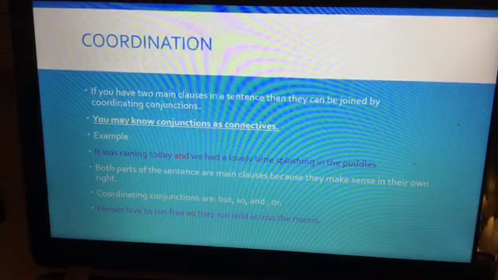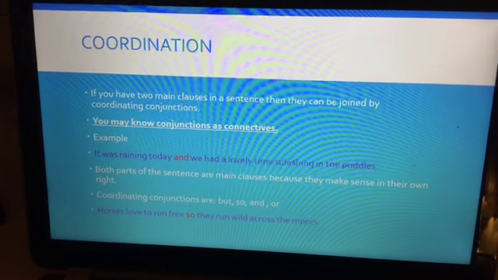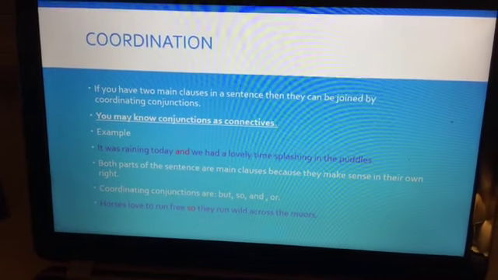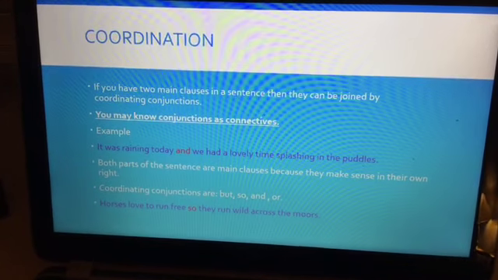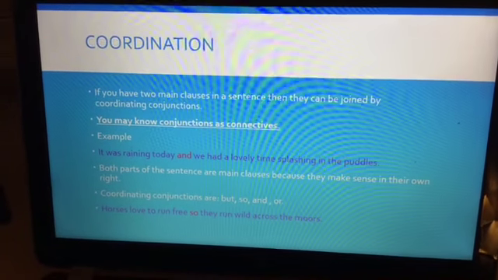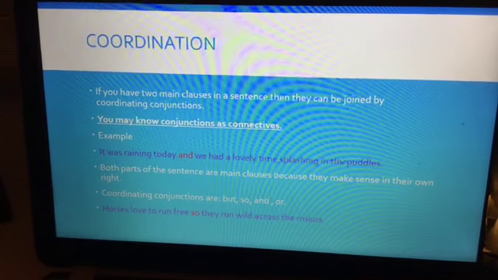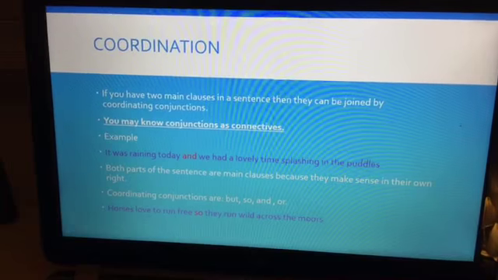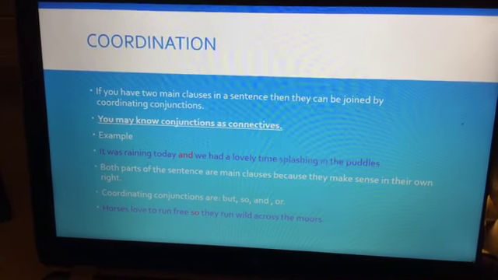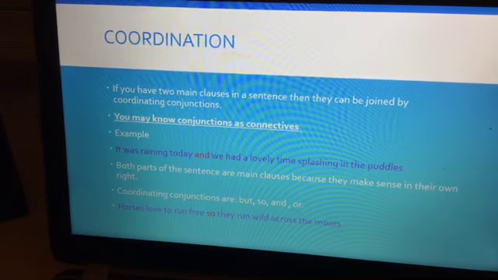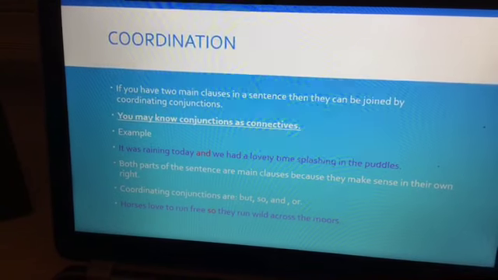Horses love to run free, so they run wild across the moors. You can see I've used the coordinating conjunction so there. The only reason you'll notice that after so I've put "they run wild across the moors" is because it wouldn't make sense to use horses again. So it's understood, it's implied that they refers to the horses. We call this ellipsis.